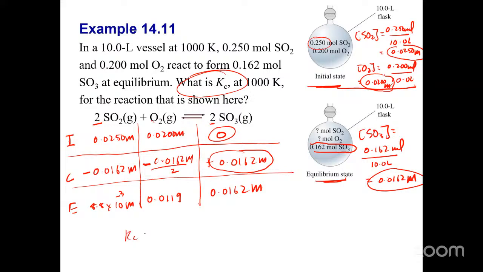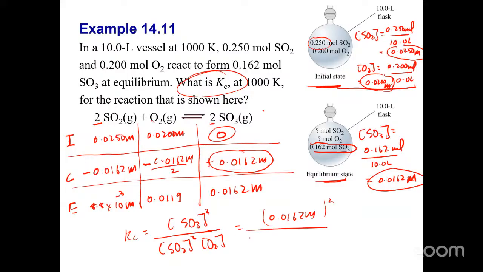Now remember, the question is asking for Kc. The Kc expression based on this equation is going to be the concentration of SO3 squared divided by the concentration of SO2 squared times the concentration of O2. And then all we have to do from here is plug the numbers in. So for SO3, that would be 0.0162 M squared divided by 8.8 times 10 to the minus 3 M squared multiplied by the concentration of O2, which is 0.0119.